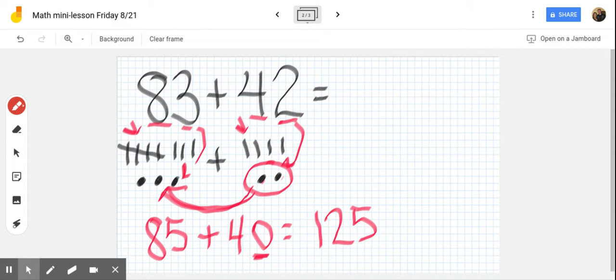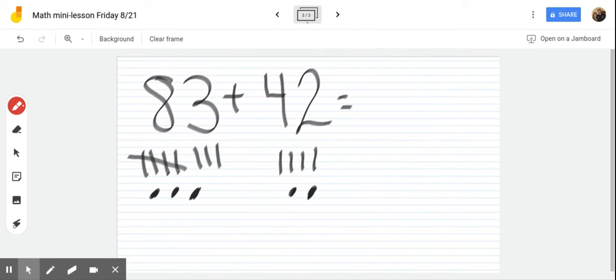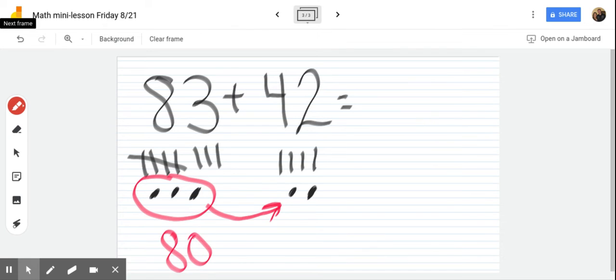Now look at the same problem a different way. I'm going to go to the next slide. 83 plus 42. Again, I represented it with the sticks and the dots to represent 8 tens and 3 ones, and then 4 tens and 2 ones. This time, I'm going to take these 3 right here, and I'm going to shift them over here. Okay? I know how to count by 5s easily too, because that's what I learned in kindergarten. So if I do that and shift those 3 ones, then I end up having 80 over here, and I have 45 over here.